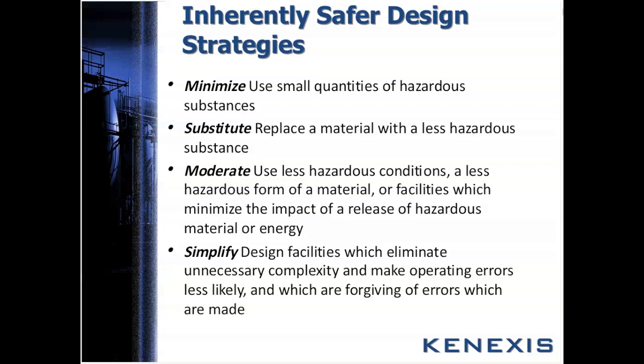We talked about minimizing the quantity, and putting in a safer chemical for a more hazardous chemical. Can you moderate the process? Can you use lower temperature and pressure rather than higher temperature and pressure? Can you design the facility more simply so that operators will be less likely to make operational errors? Okay? These are common sense strategies, but you can actually employ checklists to look at these in greater detail. CCPS has put out a little yellow book, I can't think of the name right now, just on inherently safe design. A very good book.